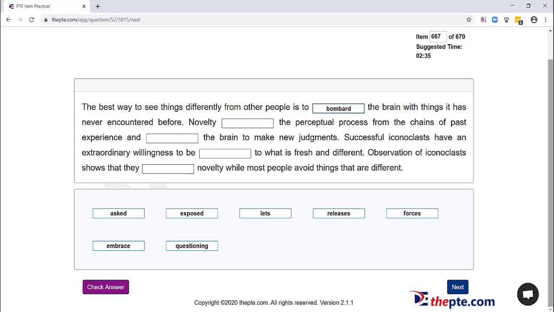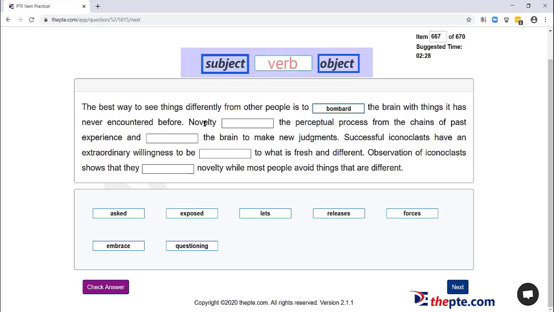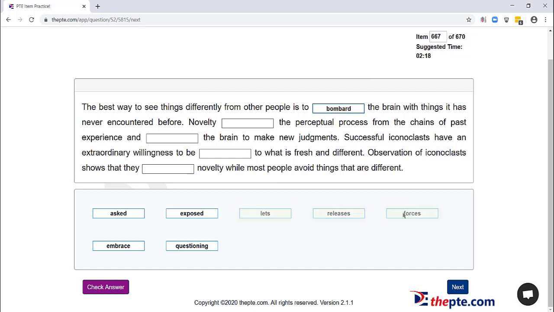Next, you have novelty as the subject, and there is no verb after the gap. So you need a verb, and since novelty is singular, you need a verb with third person s, and out of the 3 verbs with the third person s, releases is the answer because of the preposition from. You release something from something else.